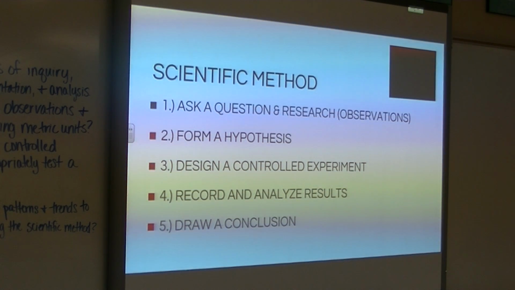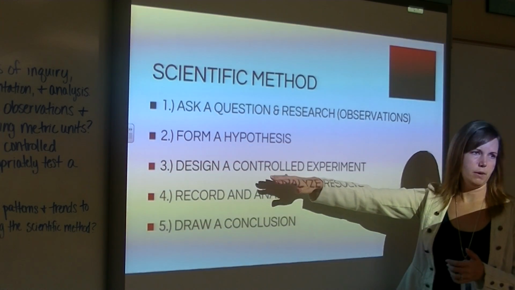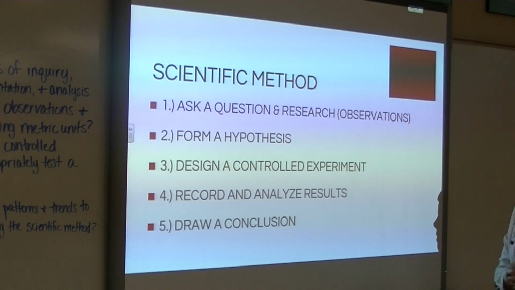So we're going to ask a question, we're going to do the research, we're going to make observations, then we're going to form that hypothesis, that educated guess about what we think is going to happen when we do an experiment. Then we are going to design a controlled experiment. Now that's what we're going to spend most of our time talking about today after we do this overview. But the key word there is controlled. So we're going to talk about what it means to have a controlled experiment. Okay, that's going to be very important for us.